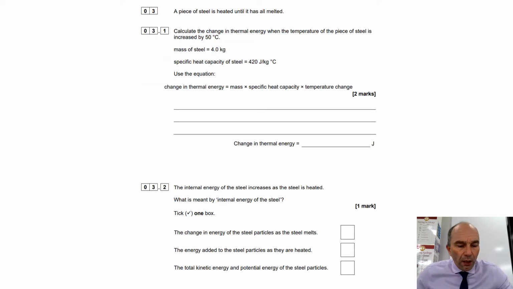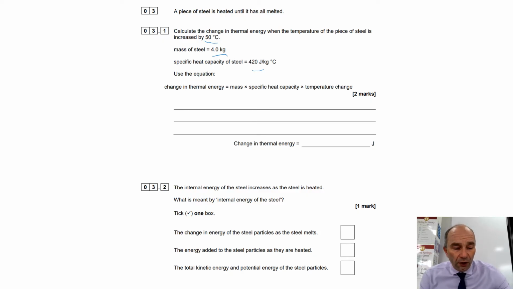Okay, question 3. We've got a piece of steel is heated until it has all melted. So this time we've got to calculate the change in thermal energy when the temperature of the piece of steel is increased by 50 degrees centigrade. So that's an important bit of data. We've got the mass of steel, 4 kilograms, and we've got the specific heat capacity of steel, which is 420 joules per kilogram per degree centigrade. We don't even have to look for the equation, it's given to us.